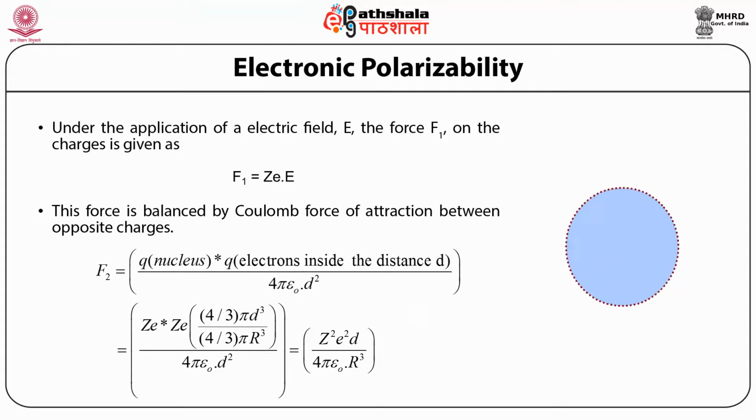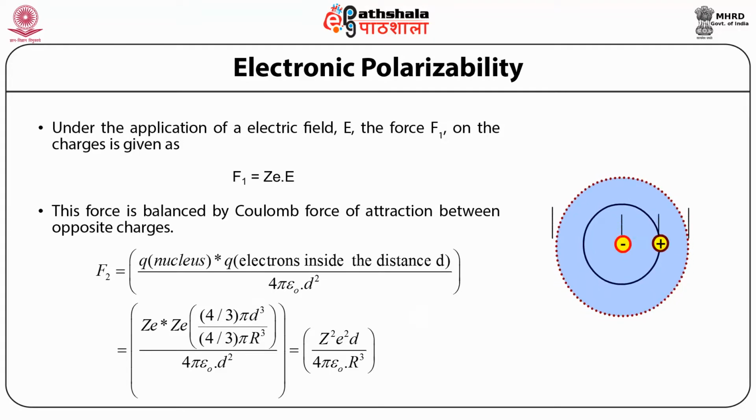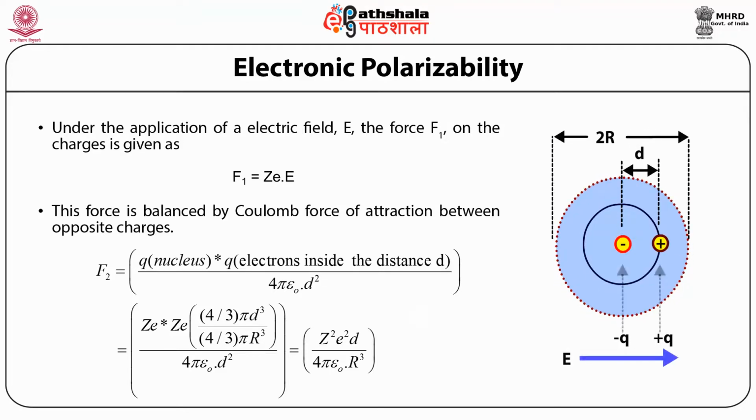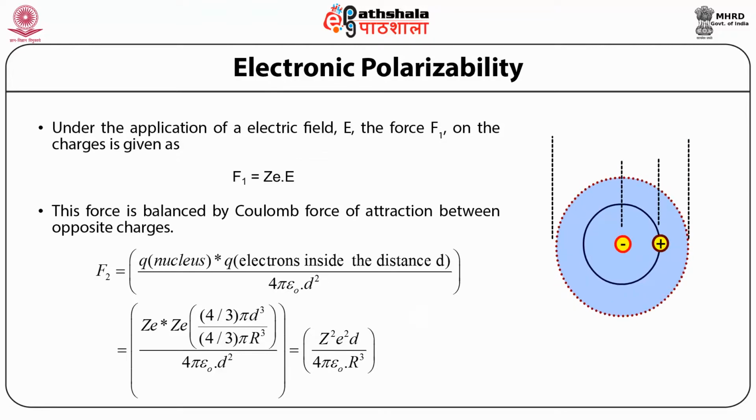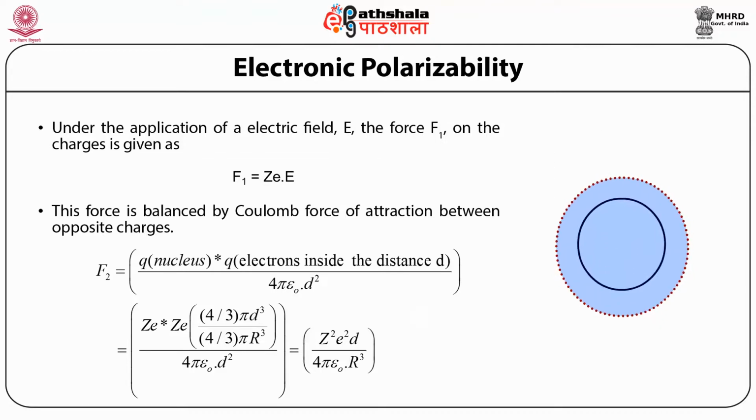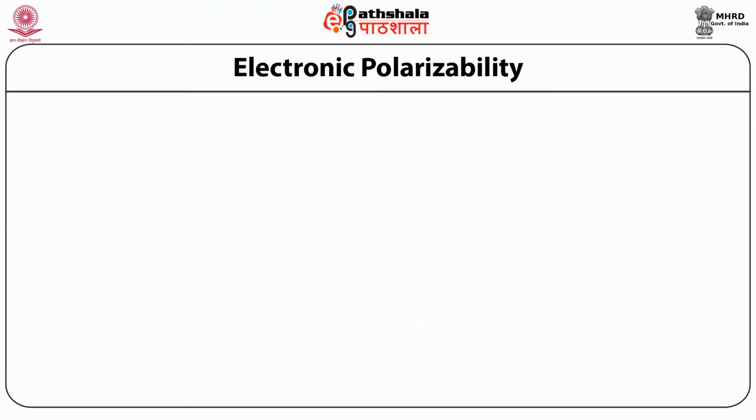So the term becomes Ze into Ze multiplied by 4/3 pi d cube by 4/3 pi r cube divided by 4 pi epsilon naught d square. So the net term comes out to be F2 is equal to Z square e square d upon 4 pi epsilon naught r cube.